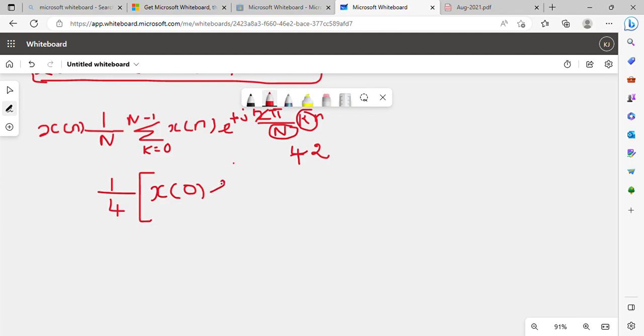Here you can take it as x of 0 into e to the power of 0, plus e to the power of minus j, here it is x of 1. I'm so sorry guys, it's x of 1 into e to the power of j 2 pi by n, or you can write it directly as pi by 2. It is better to write directly pi by 2, because you know what is 2 pi by 4. It is pi by 2 into n.